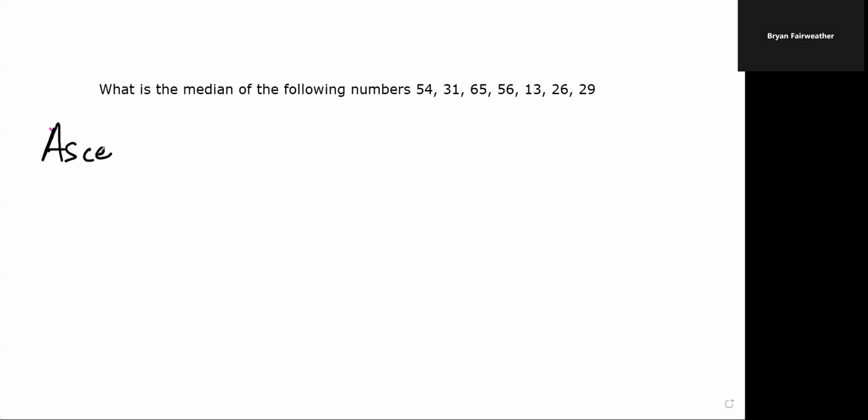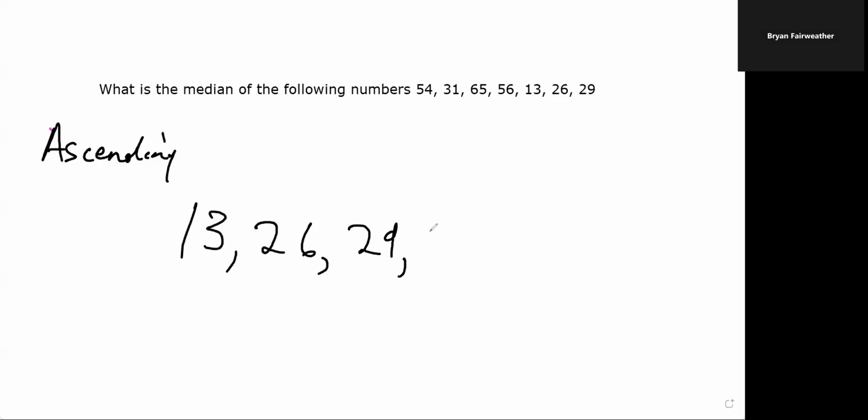So we first start off with 13, then 26, then 29, then 31, and then next you would have 54, 56, and then lastly you would have 65.